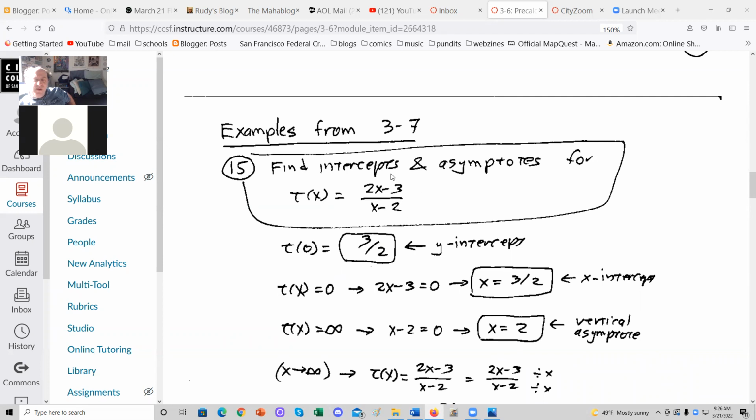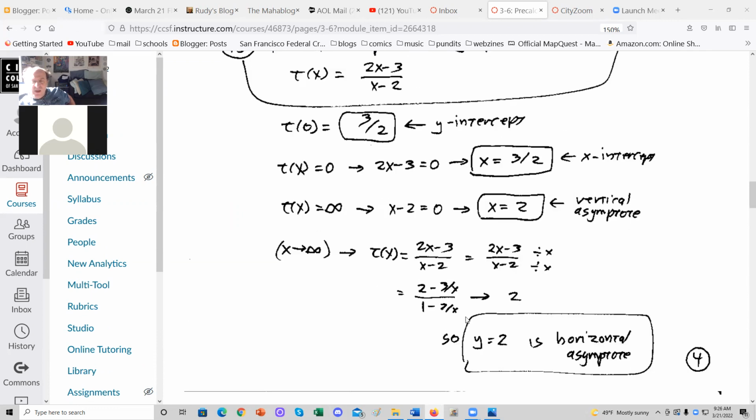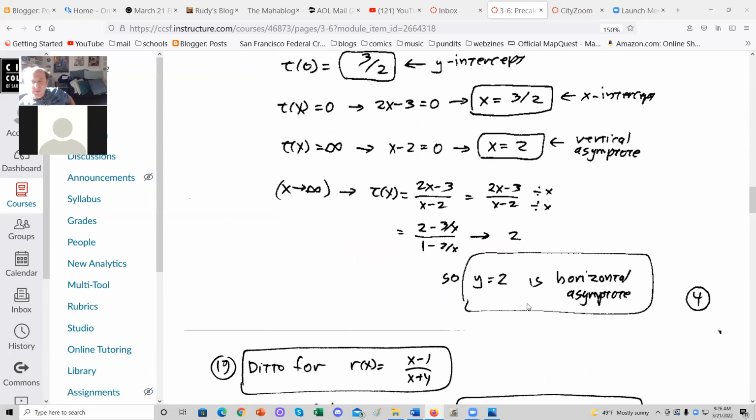The vertical asymptote is when the denominator goes to 0. So it's x minus 2 equals 0, so x equals 2 is the vertical asymptote. And then there's a question of, so we now know what happened when x is 0, or y is 0, or y is infinity. Now x is infinity, or approaches infinity. What we do is take the expression and divide numerator and denominator by the leading power, in this case, x. Here you get 2 minus 3 over x over 1 minus 2 over x. As x approaches infinity, this 3 over x and 2 over x approach 0, and all we're left with is 2 over 1, which is 2. So y equals 2 is the horizontal asymptote.